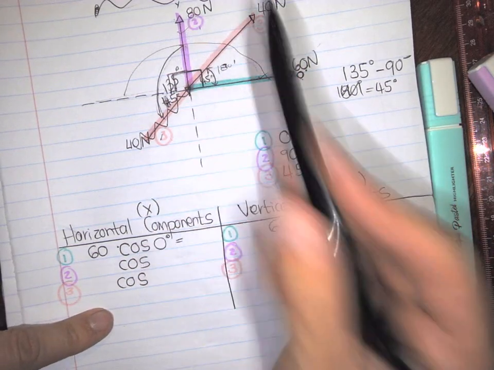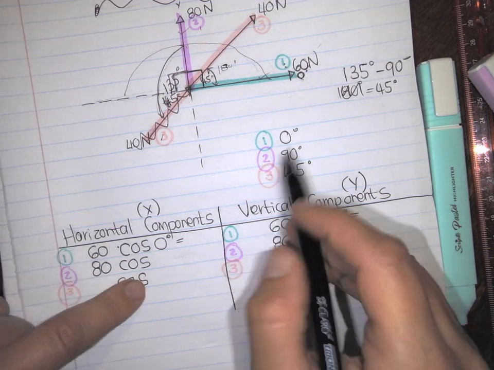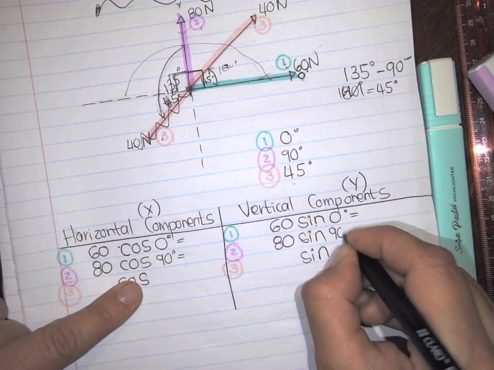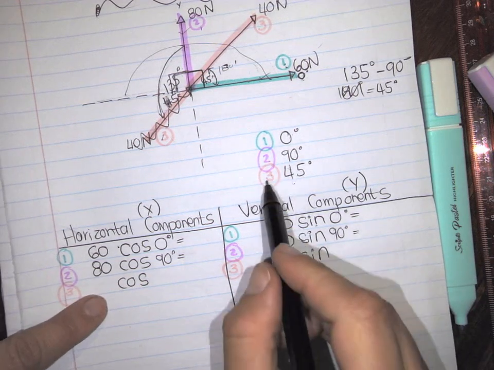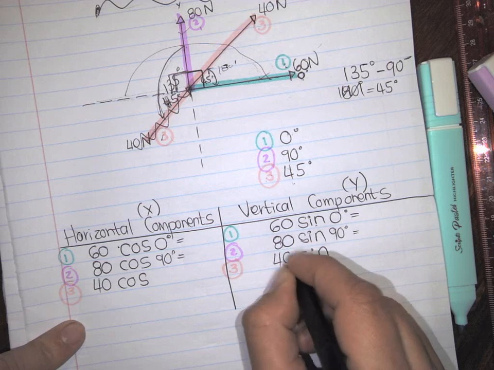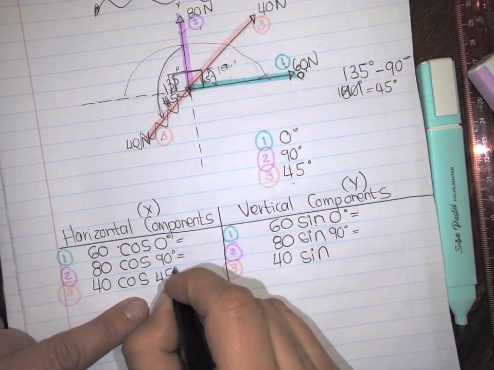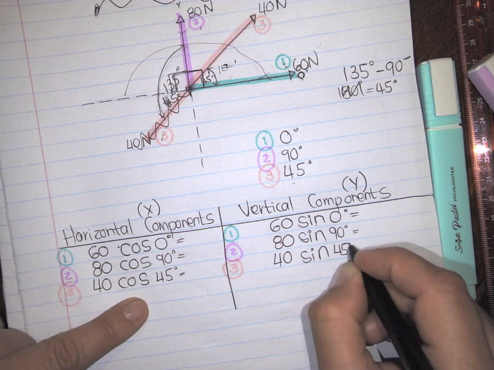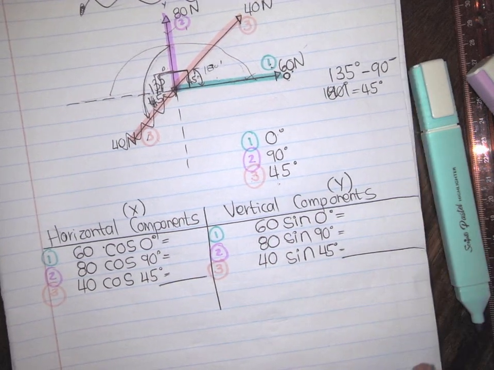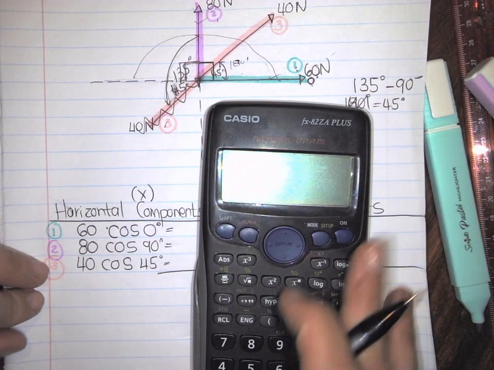Force number 2 is 80 and the angle that it made is 90 degrees. And then force number 3 is the 40 newtons, and the angle that it made over there is 45 degrees. Okay, and then you just draw a little line there, because I'll show you how we're going to add this up. So let's start with our cos.